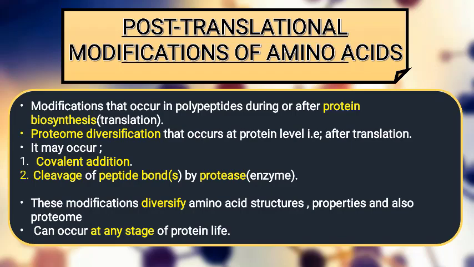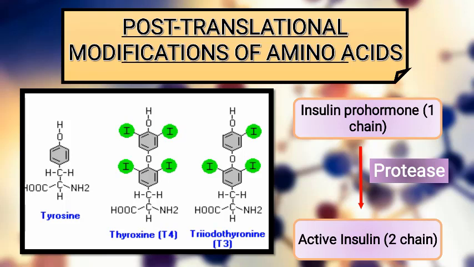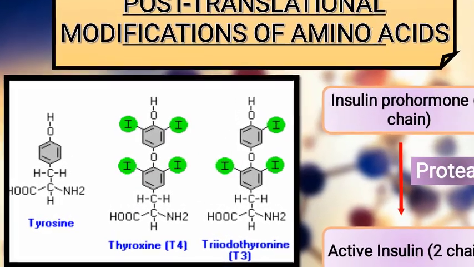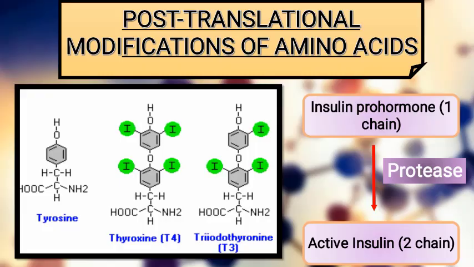Now let's look at examples of post-translational modifications. Now first example here is tyrosine with its derivatives. These derivatives, the T4 and T3, are thyroid hormones, and you can see here that both tyrosine and its derivatives are quite similar, only there is addition of the iodine group. So this is an example of post-translational modification by covalent addition.